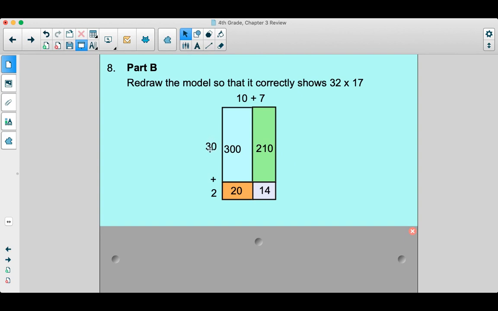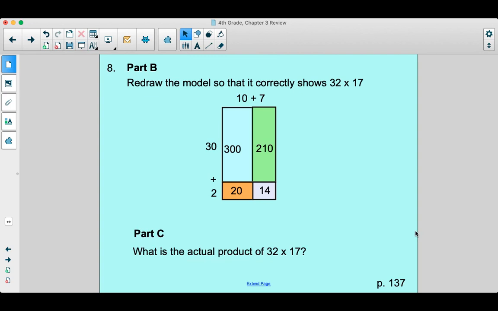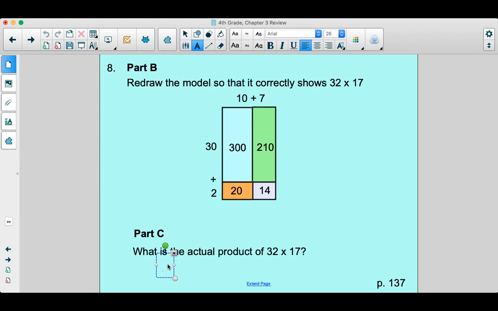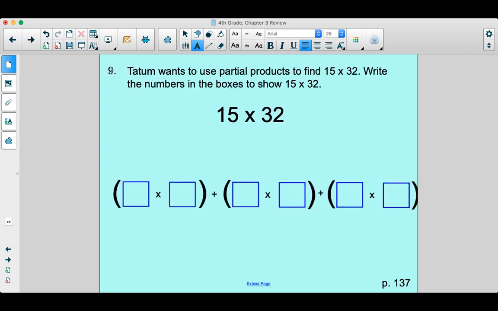So you know what's coming, right? Part C. What's the actual product of 32 times 17? Good news, kids, we're almost done because we've got our partial products. So all we need to do is add 300 plus 210 plus 20 plus 14. 300 plus 200 is 500, plus 10 more is 510, plus 20 is 530, plus another 10 is 540, plus 4 is 544. So the correct answer is 544. All right, kids, we made it. We're on to number 9 with Tatum.